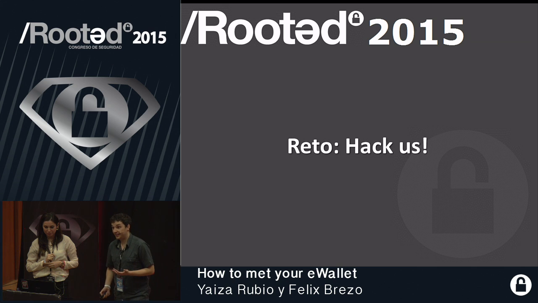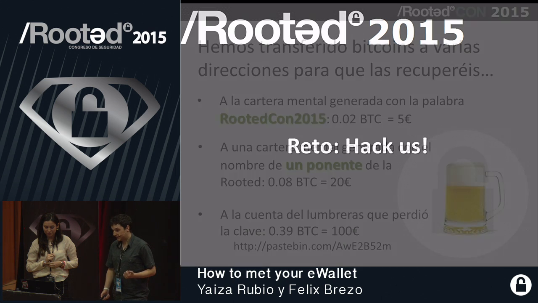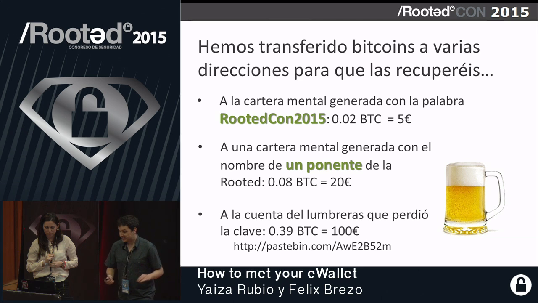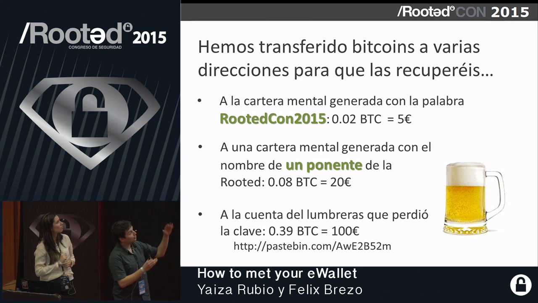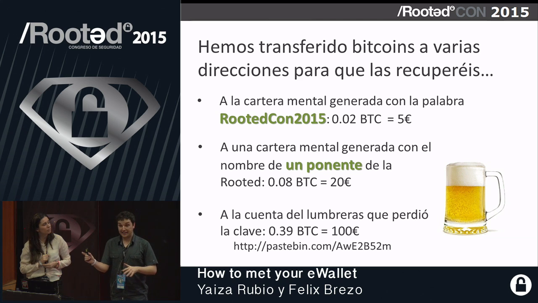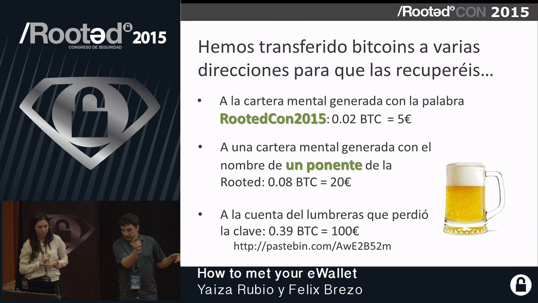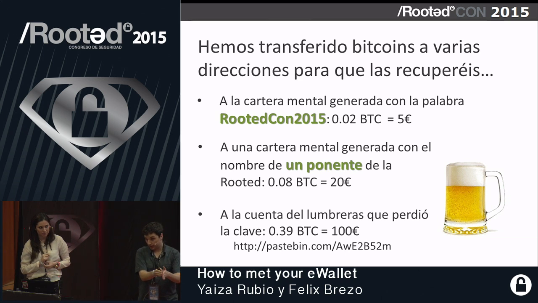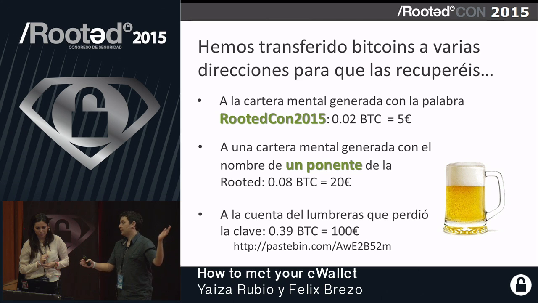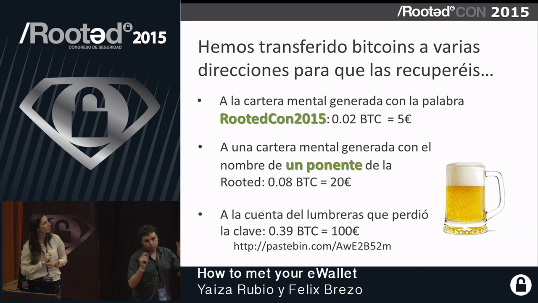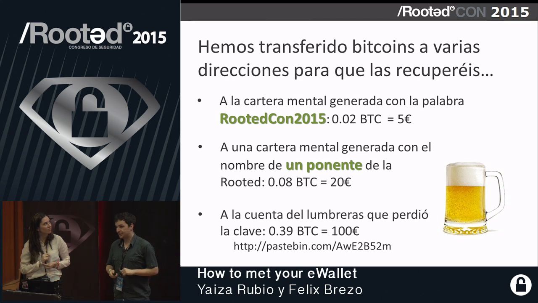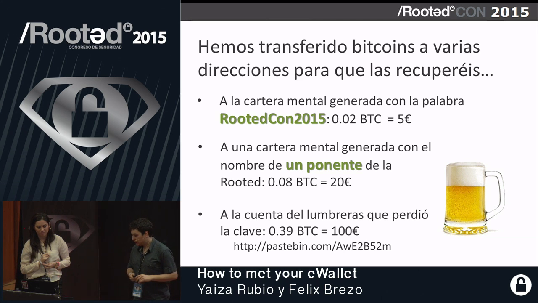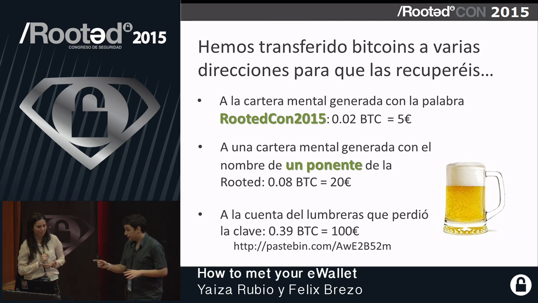So we wouldn't like to finish our presentation without giving you the opportunity to experiment with what we experimented. In terms of mind or mental wallets, we have set a number of challenges for you. If you generate a mental wallet from the word RootedCON, the first one who achieves that will get €5. Second, if you generate a mind wallet from the name of one of the speakers of Rooted, you will get €20 this time. So if you have the time, you may give it a go.